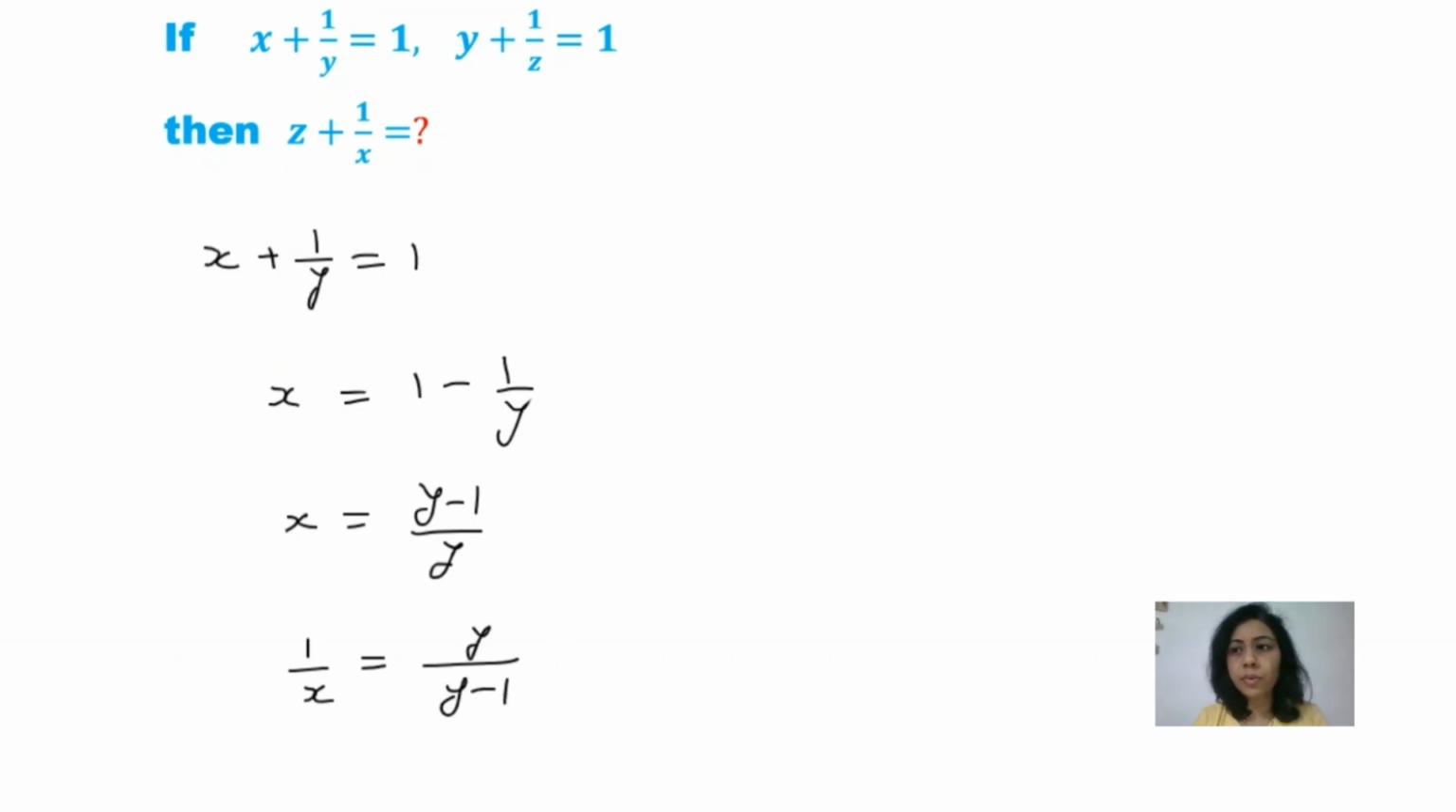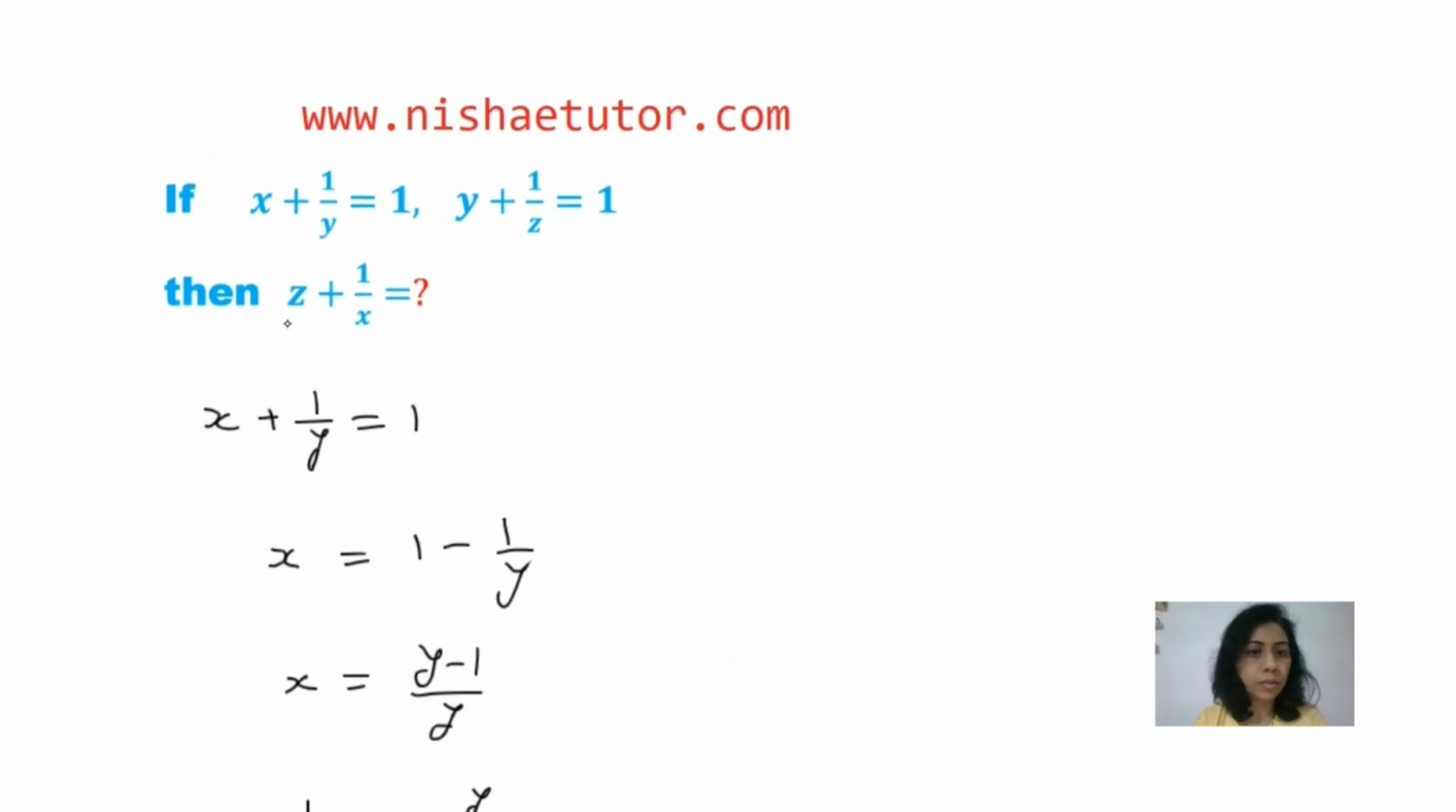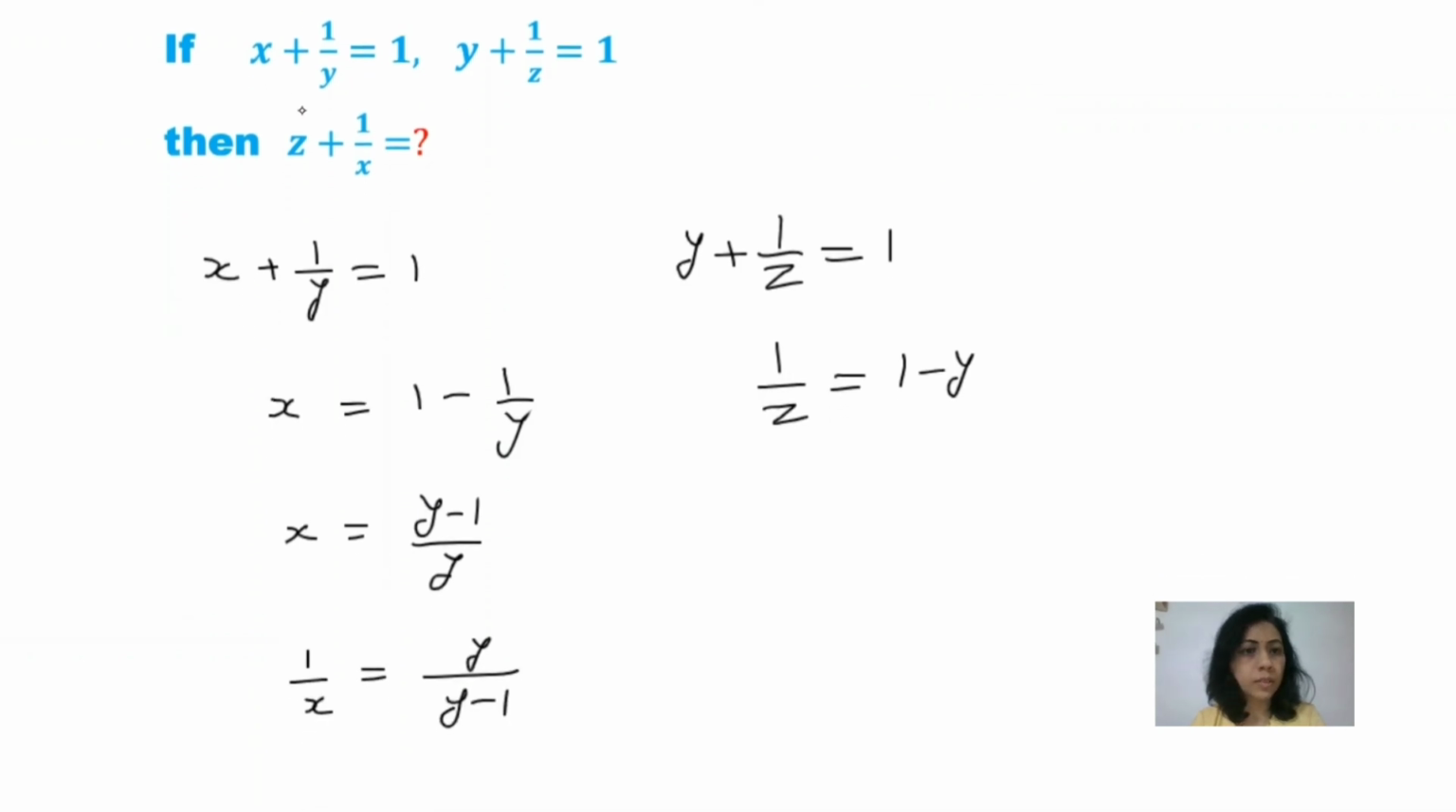And here we have to find out this z value, and given is this one. So y plus 1 upon z is equal to 1. 1 upon z, y transfer this side, so it will be negative, and we want to find out z value, right? So this is just the reciprocal, 1 upon 1 minus y, this z value.